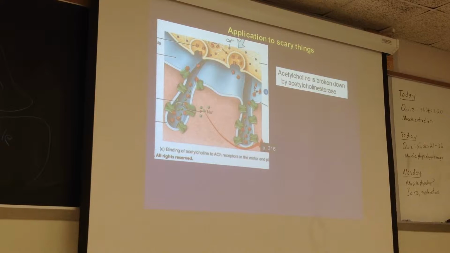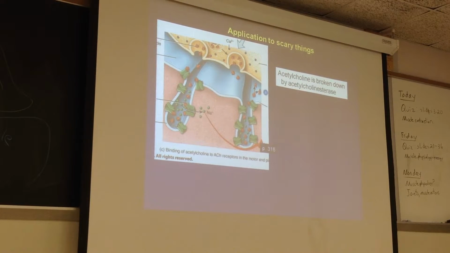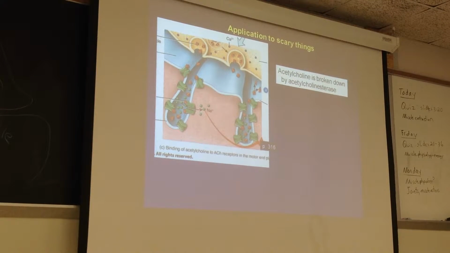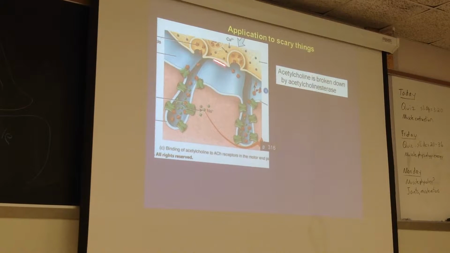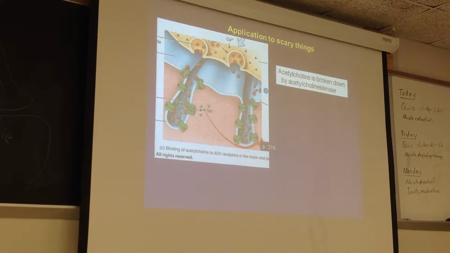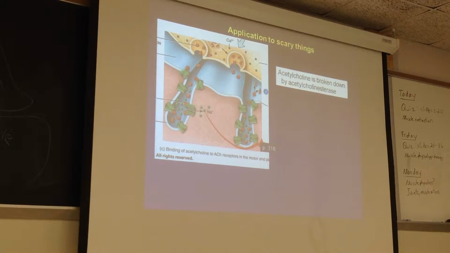Acetylcholinesterase. It ends with an ASE, which means it's what kind of a molecule? It's an enzyme. So acetylcholinesterase is an enzyme, and it's an enzyme that breaks down acetylcholine. In fact, it's always present in that synaptic cleft to a certain degree. It's in the synaptic cleft, and it fairly rapidly breaks down any acetylcholine that's present.